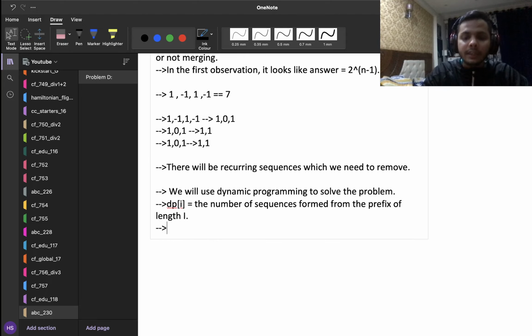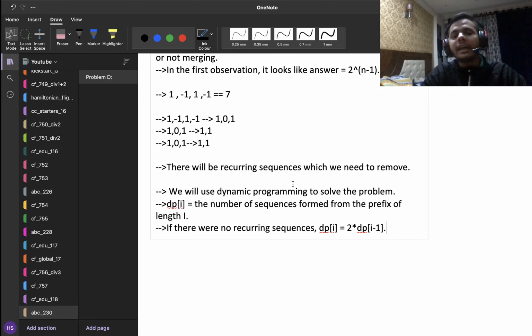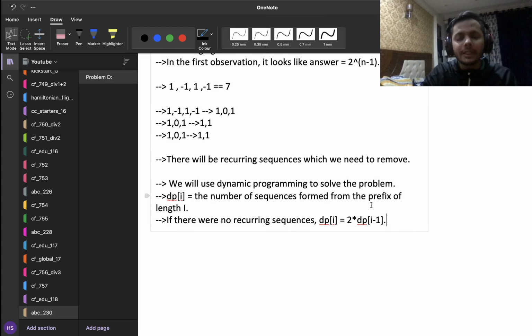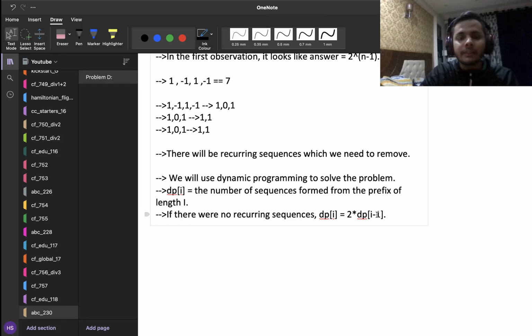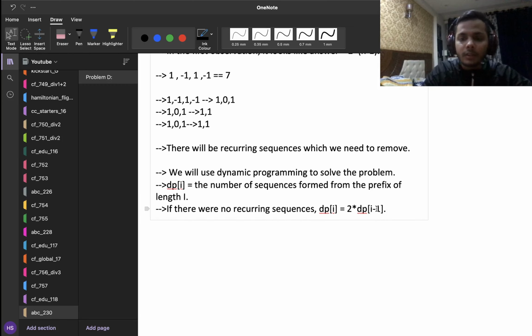and if there were no recurring sequences, then we can simply say that dp of i would have been 2 times dp of i minus 1. And the reason for that is that for any sequence which is ending at i minus 1, I can either append a of i to the end of it, or I can add a of i to the last element of it. That's why dp of i would be 2 times dp of i minus 1, and this would simply lead to dp of n is equal to 2 raised to the power n minus 1. And we have already proved that that is the wrong answer, because there will be recurring sequences. Also, the final answer here is obviously going to be dp of n.